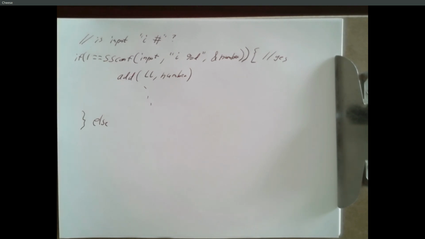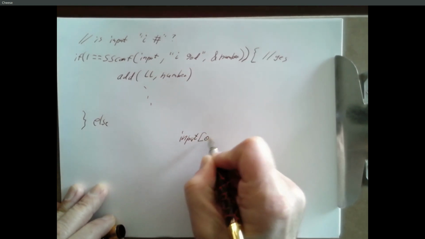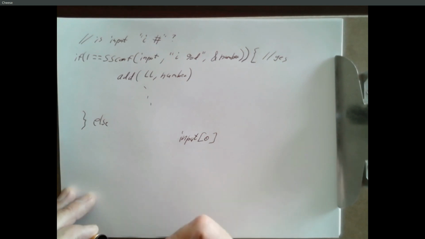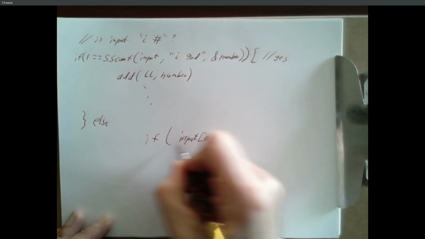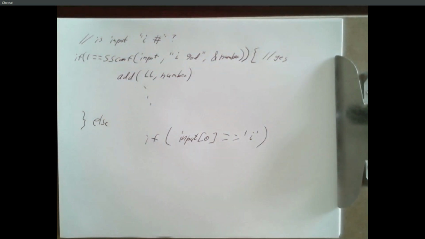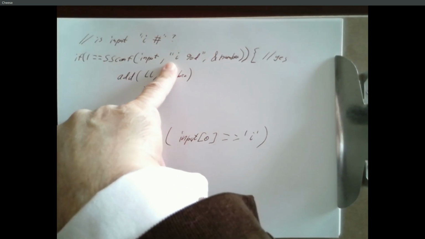What do you mean, get the letter? Like the first letter. Oh, you can look at the first letter by just looking at input bracket 0. That's a character, an element of a character array. So you could say if input bracket 0 equals single quote I, or you could do a switch statement. You could switch on input bracket 0 and have a case single quote I, case single quote D, case single quote P, and so on. Or you can let scanf figure it out for you also.